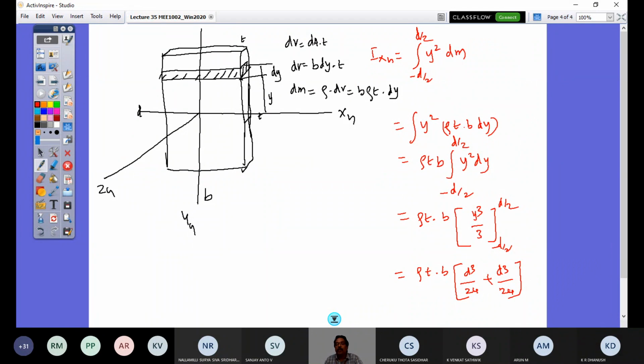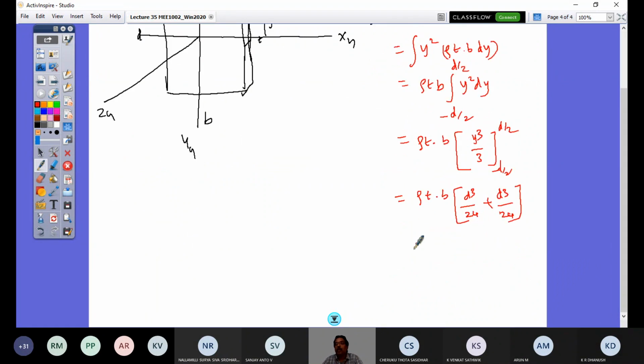So I would get now rho t b d cubed by 12. So what is b d cubed by 12? It is rho times t times Ixg, the area moment of inertia. This b d cubed by 12 is for the rectangular section, its second moment of area about the xg axis. Already we have done this. So that is equal to Ixg, the mass moment of inertia.